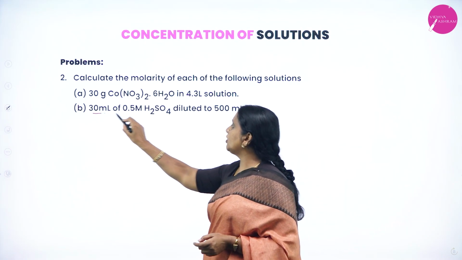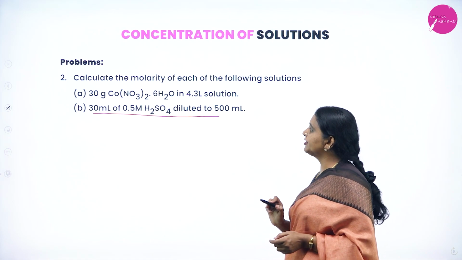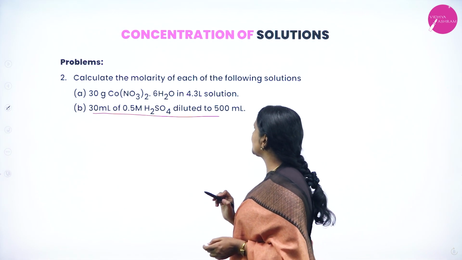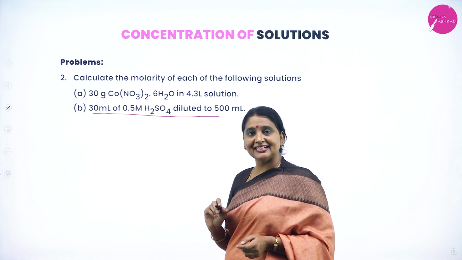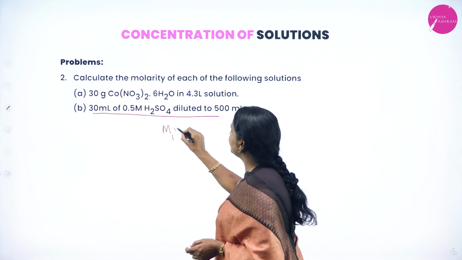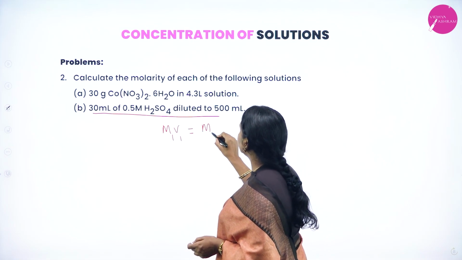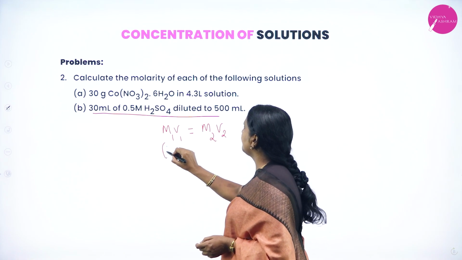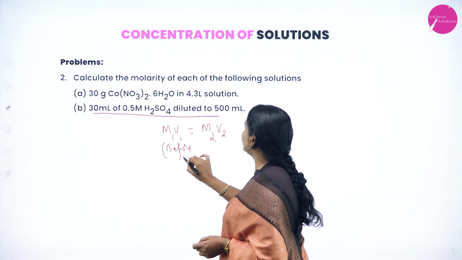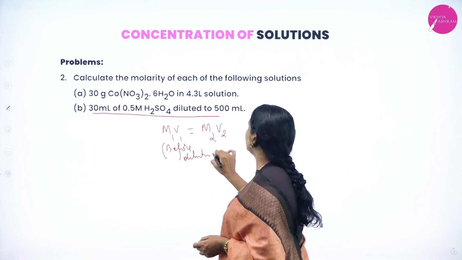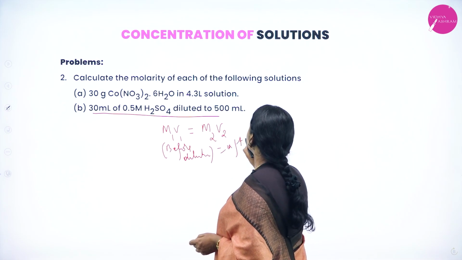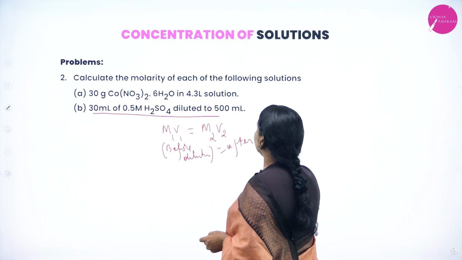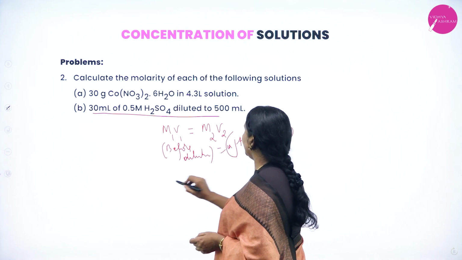Second part: you have to calculate the molarity of 30 ml of 0.5 molar H2SO4 diluted to 500 ml. So M1V1 is equal to M2V2. That is before dilution and after dilution. Okay, so you have to find out.